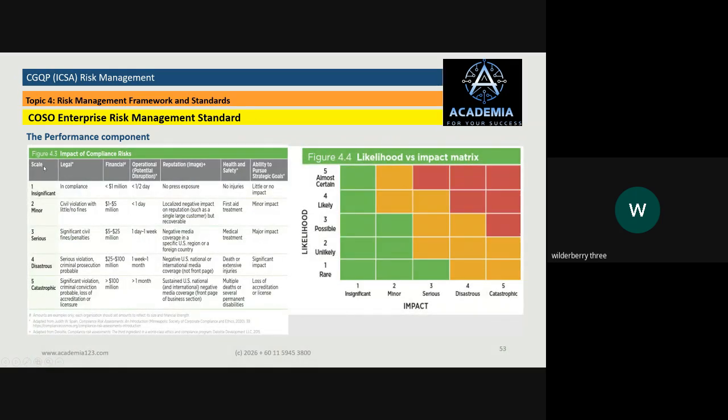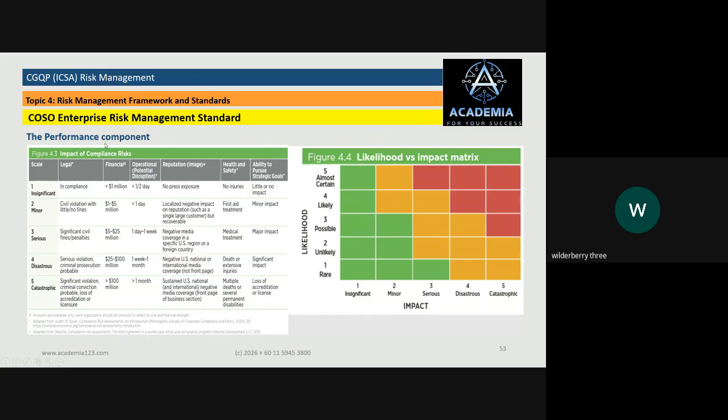For example, you have also here an example how you organize the impact of risk. That's not only applicable to compliance risk, but here in particular it is chosen as an example. Insignificant risk, minor risk, serious risk, disastrous, and catastrophic. And then they put which legal background, what is in compliance. If it is insignificant and you are compliant, no issue. Of course, if catastrophic, you have a significant violation, criminal conviction probable.